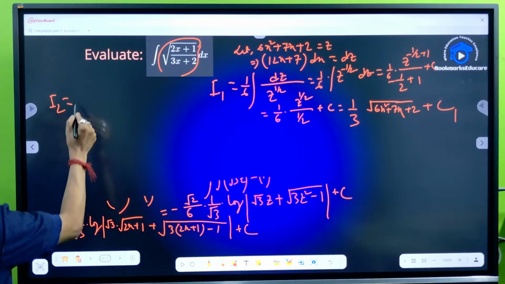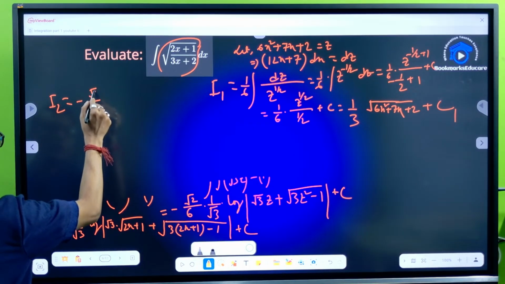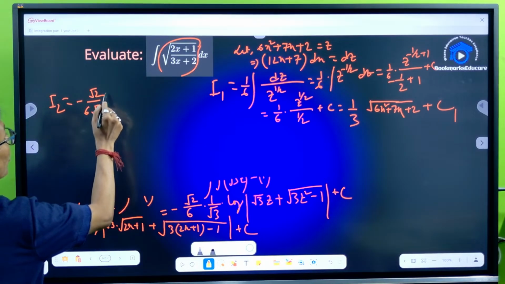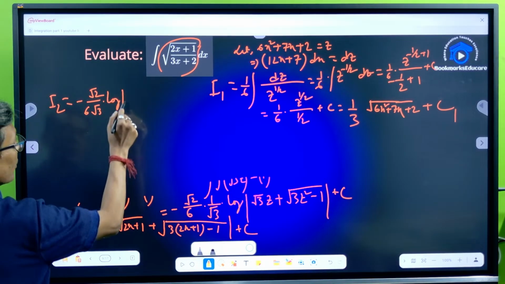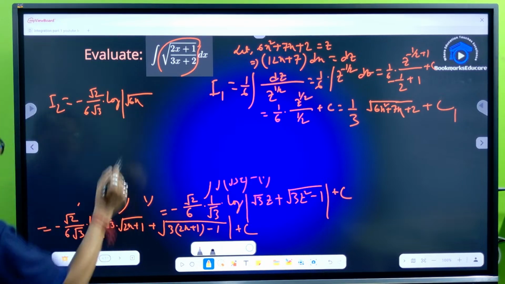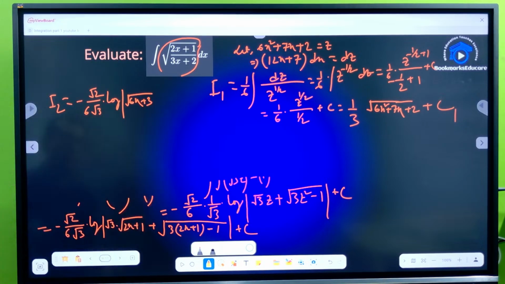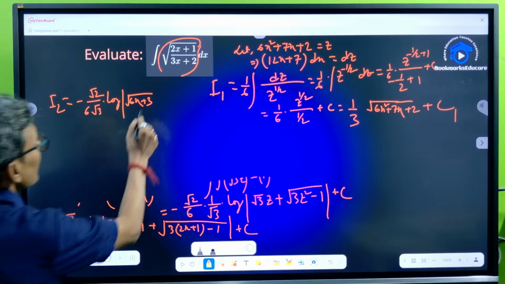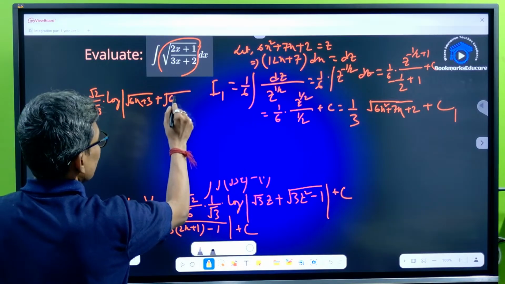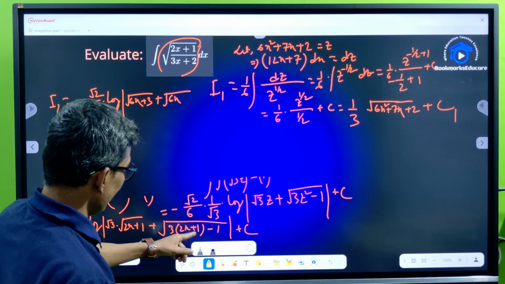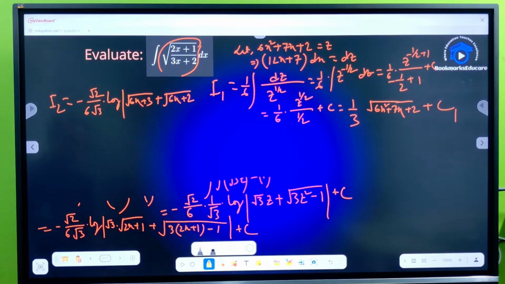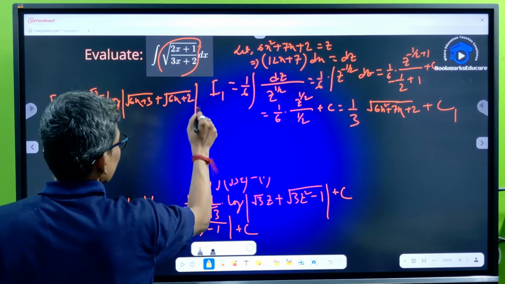I2 is equal to minus root 2 by 6 root 3 into log of root over of 6x plus 3 plus root over of 6x plus 3 minus 1, that is 2. Okay, so plus C2.